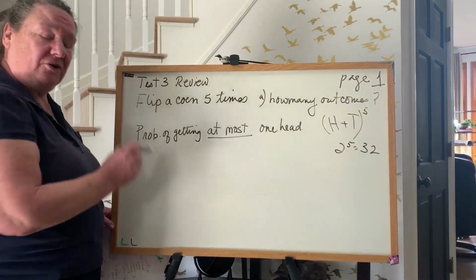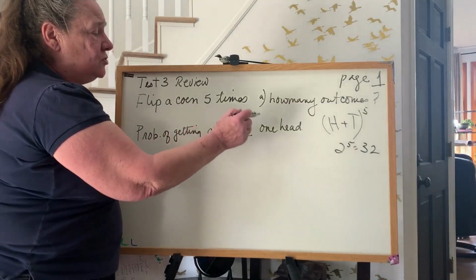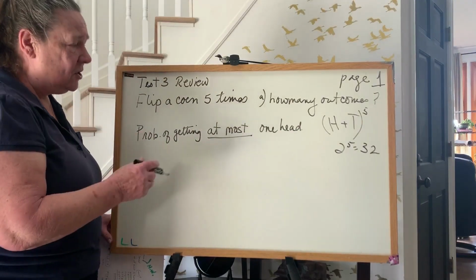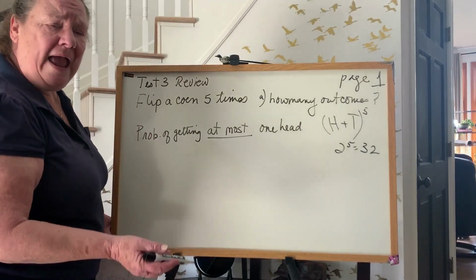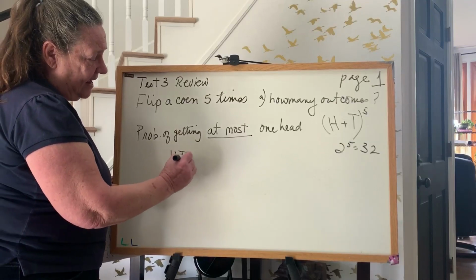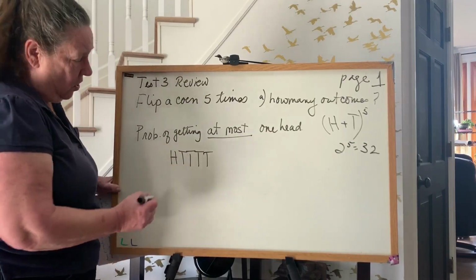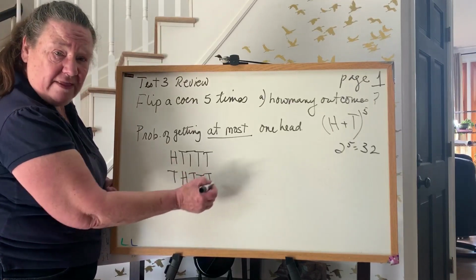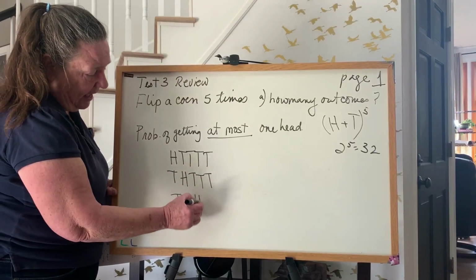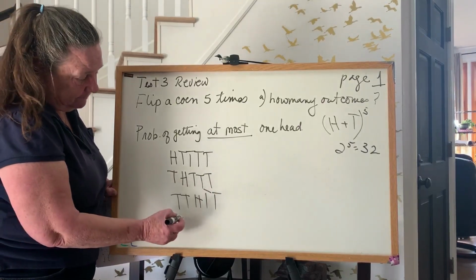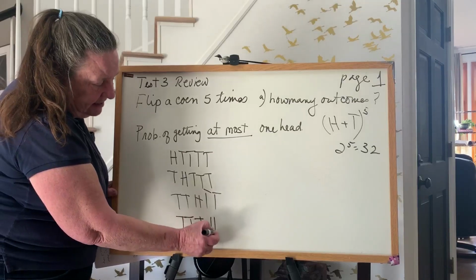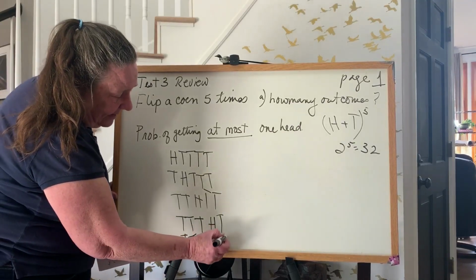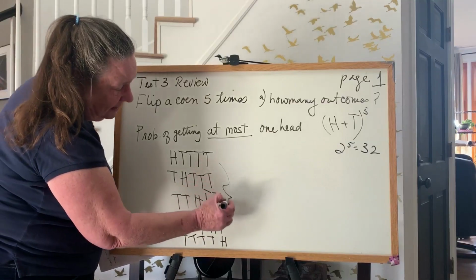Now, to do the problem concerning this, the probability of getting at most 1 head in 5 flips. Well, you can do the tree, which would be really tedious, or you could just be logical. Okay, 1 head. So that could be head, tail, tail, tail, tail. That's one way. Or you could have tail, head, tail, tail, tail. Or I'm just moving the head down, tail, tail, head, tail, tail. See what I'm doing? Tail, tail, tail, head, tail. One more. Tail, tail, tail, tail, head. 1, 2, 3, 4. That would be 5.